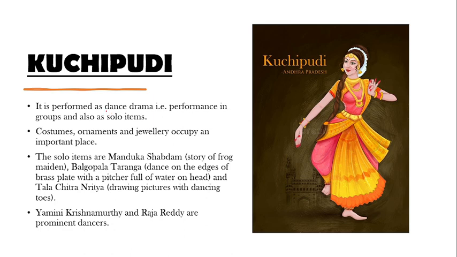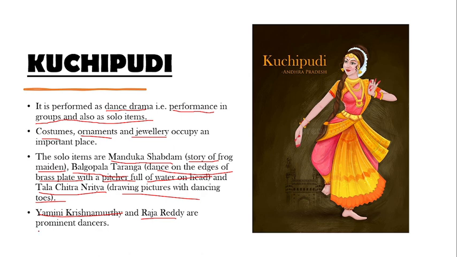Kuchipudi is performed as a dance drama, that is, a performance in groups and also as solo items. The costumes, ornaments, and jewelry occupy a very important place. The solo items are Mandoka Shabdam, that is story of frog maiden, Balagopala Taranga, the dance on the edges of the brass plate with a pitcher full of water on it, and Tala Chitra Nritya, drawing pictures with dancing toes. Yamini Krishnamurti and Raja Reddy are the prominent dancers of Kuchipudi.